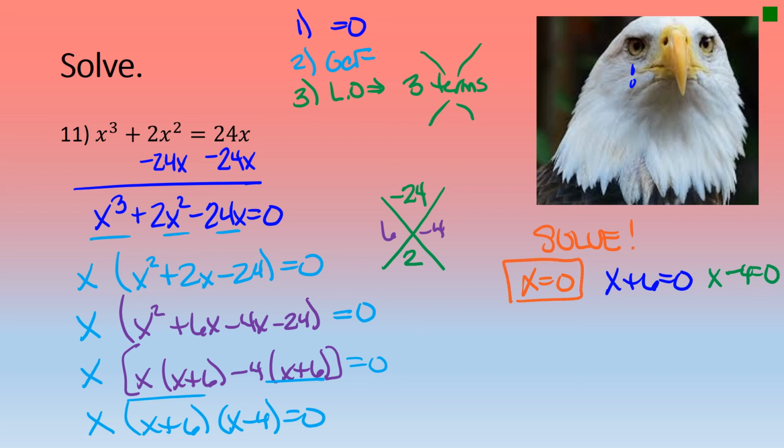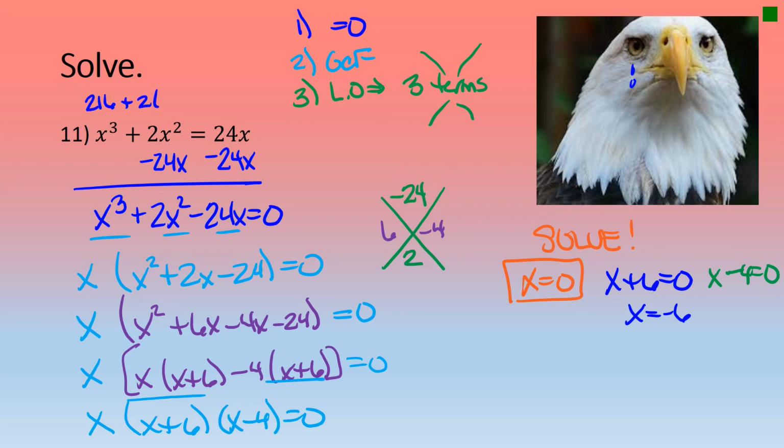X equals 0 is solved. That's one answer. If x is 0, if you put 0 in here, 0 cubed is 0, 2 times 0 is 0, and that equals 0, it works. This one gives me negative 6. So go back up here. Negative 6 cubed. Well, I don't know what that is, honestly, guys. 216? Yep, 216.